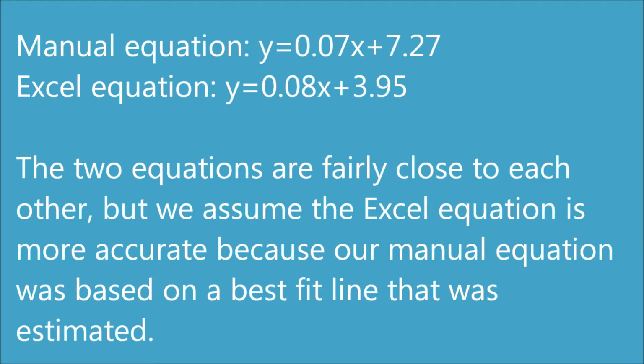The manual equation was y equals 0.07x plus 7.27. The Excel equation was y equals 0.08x plus 3.95. The two equations are fairly close to each other, but we assume that the Excel equation is more accurate because our manual equation was based on a best fit line that was estimated.